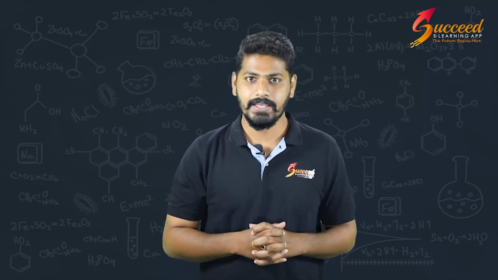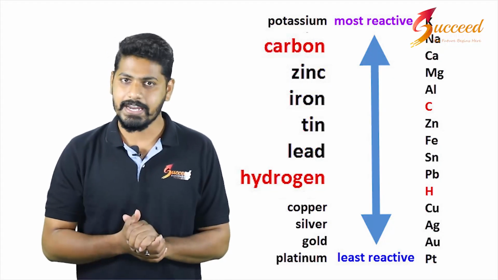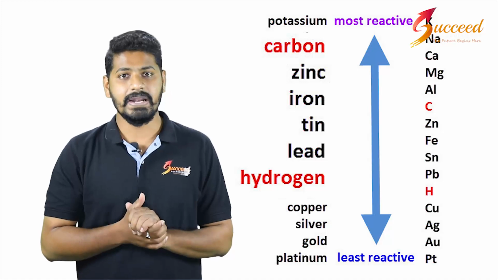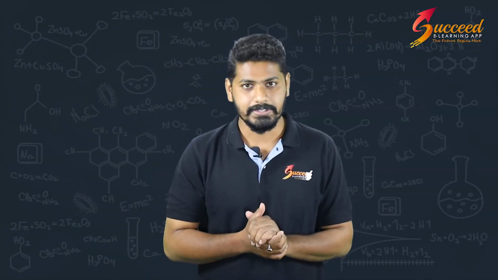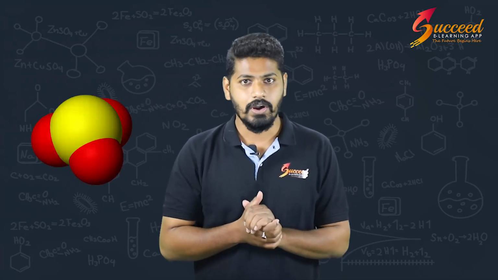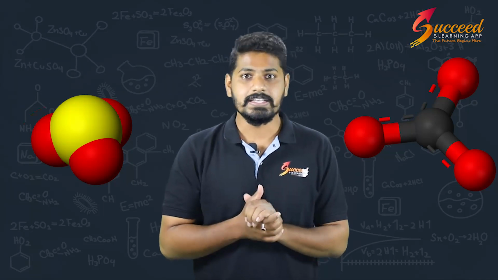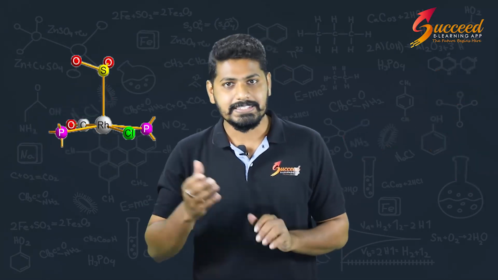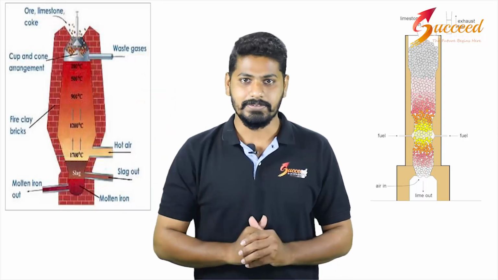Now let's see extraction of metals from the middle of the reactivity series. The metals can be extracted very easily in the state of an oxide when compared to the sulfide or carbonate. So any metal which is present as a sulfide or carbonate can be converted into the oxide state by two methods. One is calcination and another is roasting.